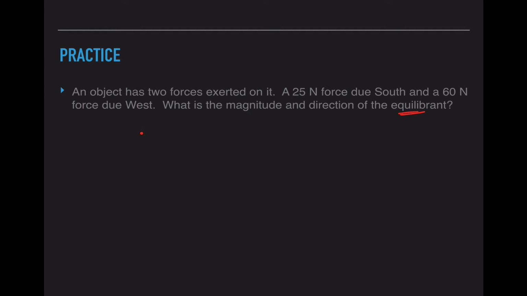So the first thing I'm going to do is draw this. 25 newtons south, 60 newtons west. We're going to calculate this line, and then we're going to reverse it to find that line. So to solve for the green line, that's going to be our first step. We're going to use Pythagorean theorem. A squared plus b squared equals c squared.